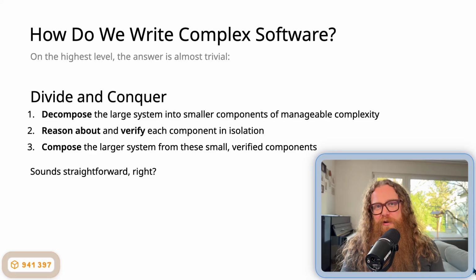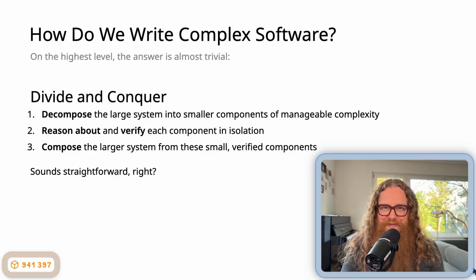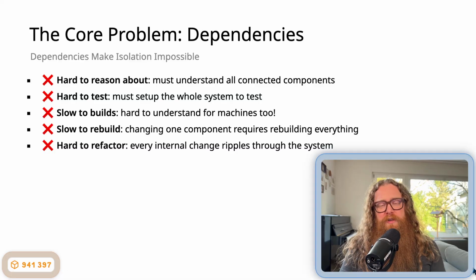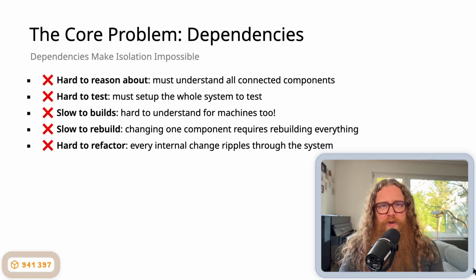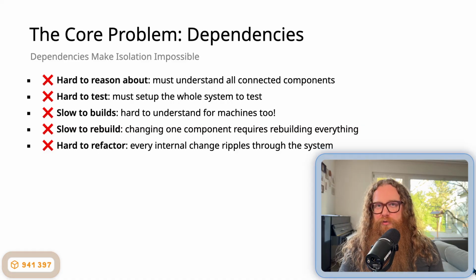And this sounds straightforward, but it doesn't work like this in practice. And the reason why it doesn't work, the key word here is dependencies. When we have components that are truly independent, it means they also do not compose well. If you want to compose a larger system from components, then those components need to interact with each other. But if the components interact with each other's implementation details, then a single component is hard to reason about.